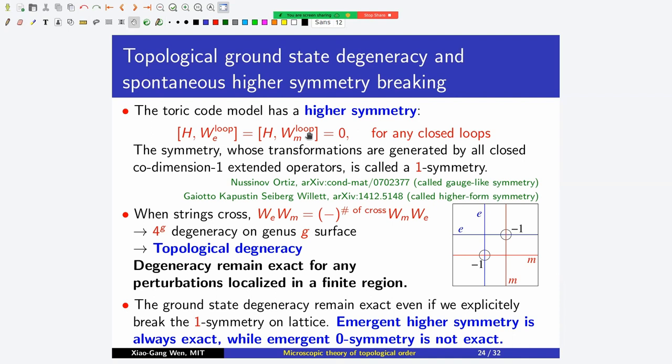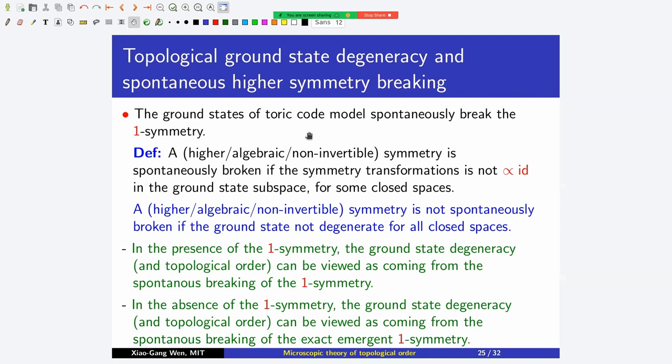It turns out that the ground state does spontaneously break these two one-form symmetries. Here there's an issue: what do we mean by spontaneous breaking for one-form symmetry? There are many definitions. Here we follow one definition: the symmetry is spontaneously broken if the symmetry transformation is not proportional to identity in the ground state subspace. It's like in ferromagnets, we have spin up and spin down. Certainly the symmetry operation is trivial if you act on spin up plus spin down. But acting on spin up, the transformation gives spin down, so there's a non-trivial action. Similarly here, as long as in the ground subspace the symmetry transformation is not proportional to identity, we say the symmetry is spontaneously broken.